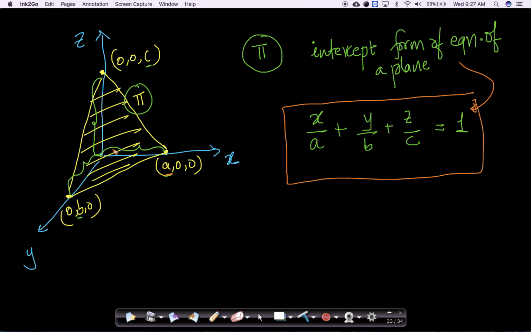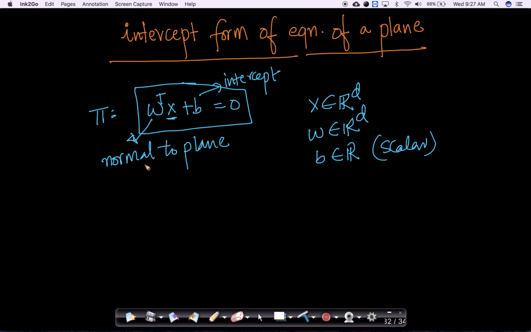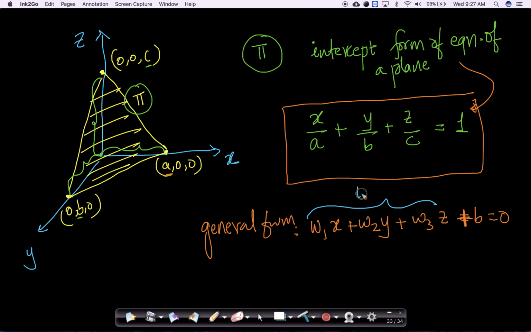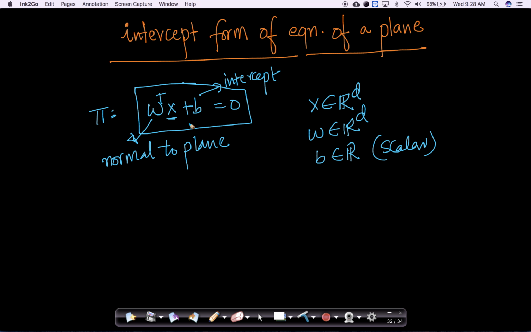Now, suppose I have to write the equation of the same plane in our general form. What is our general form? Our general form is W transpose X plus B equals 0. This is called the general form or the general equation of a plane. Let's expand it and write it. I can write it as W1x plus W2y plus W3z plus B equals 0. This is nothing but your W transpose X, and this is your term B in the general form. I've just expanded it.